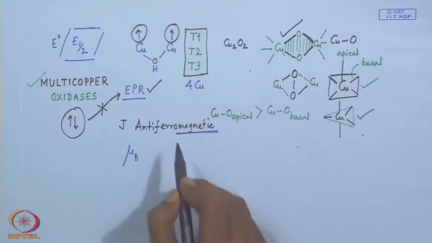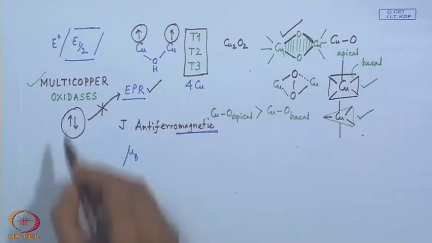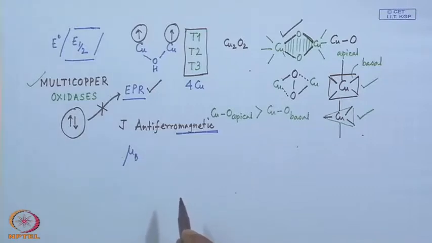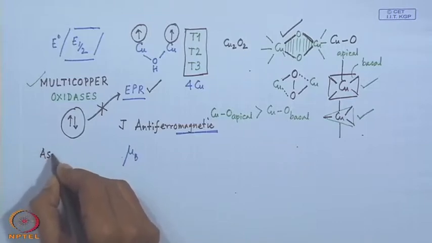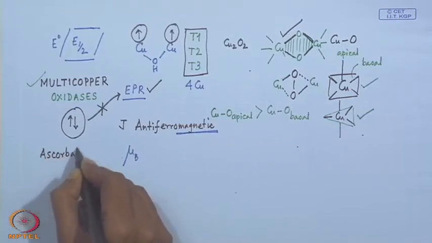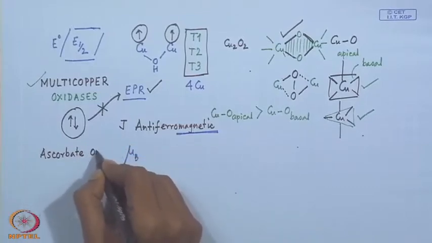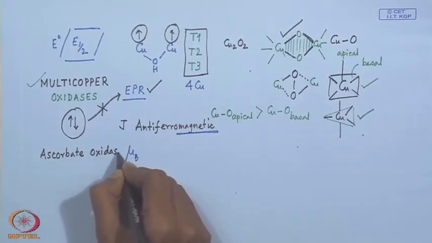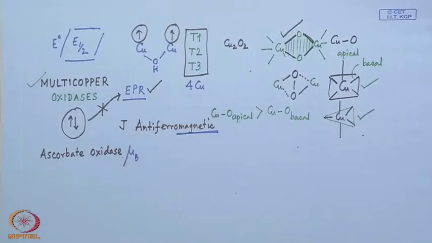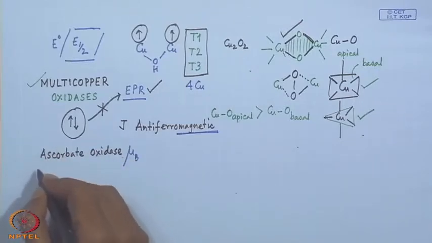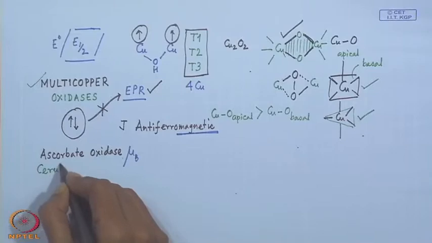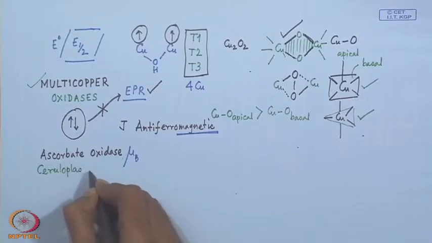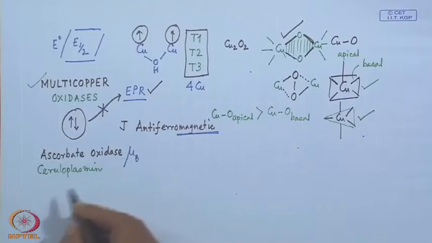So, magnetic moment you can correlate with those groups, because in these multicopper oxidases, when we have more than those groups, say for ascorbate oxidase, and sometimes we can also have ceruloplasmin, or sometimes Lec-13.